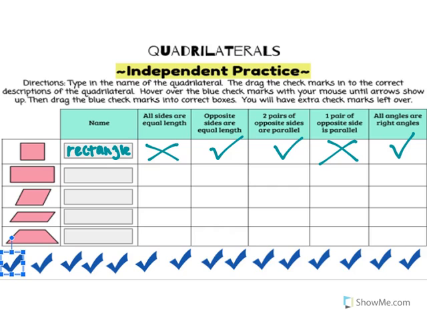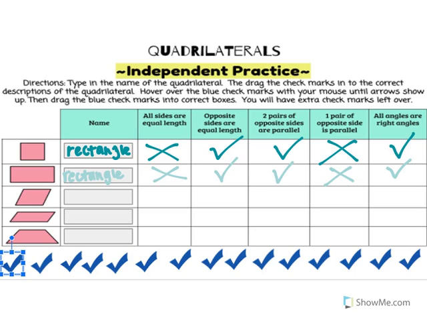Let's look at the next one. Are all sides equal length? No. Are opposite sides equal length? Yes. Are two pairs of opposite sides parallel? Yes. Is it just one pair? Nope, we found out it was two. Are all angles right angles? Yep. So this is actually another rectangle.